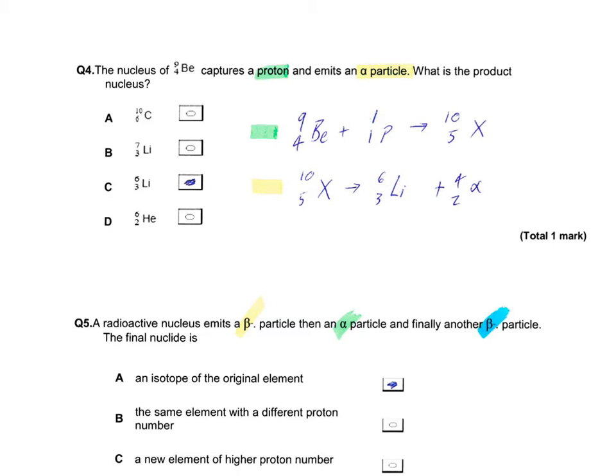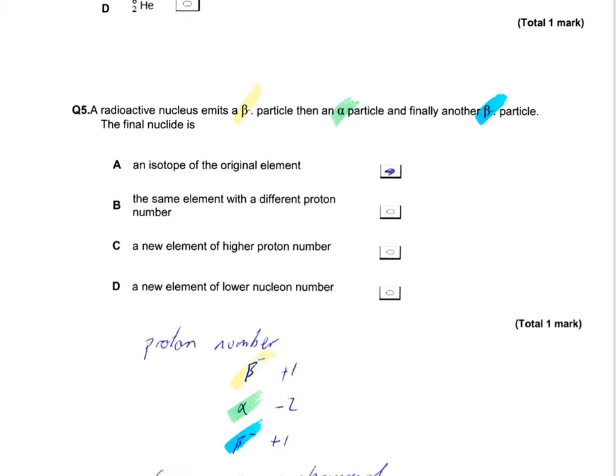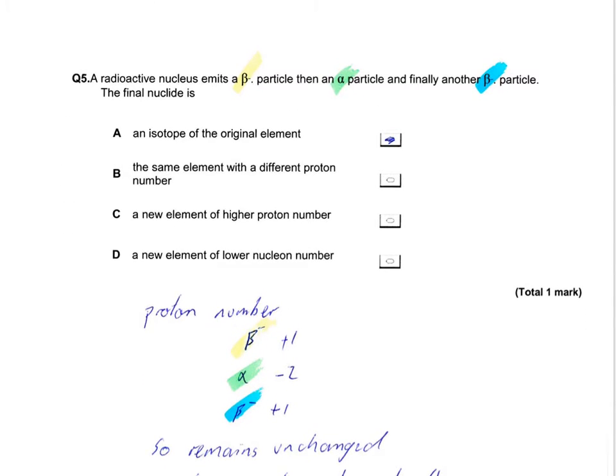Then for question 5, we've got a radioactive nucleus emitting a beta particle, then an alpha particle, and finally another beta. What do we know about the final nuclide? Well, what are we going to do? We start off emitting a beta particle. The effect on proton number of the beta particle is to add 1.